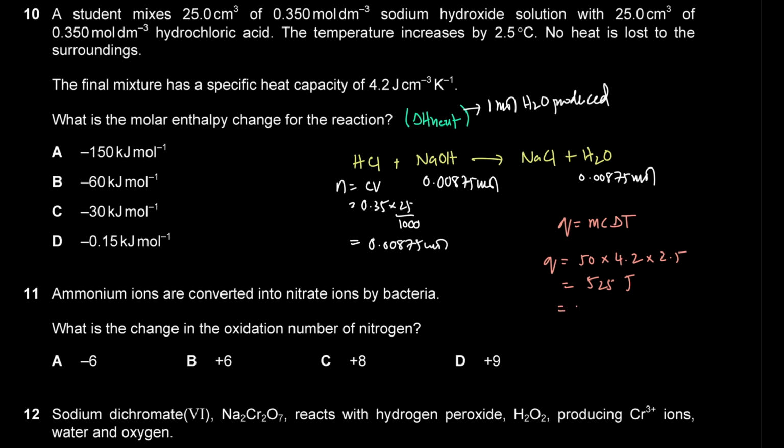Now we want our answer in kilojoules per mole. So let's first convert this to kilojoules. That would be 0.525 kilojoules, right? We can just divide the answer in joules by 1000. Now this is the amount of heat released for this many moles of water being produced.